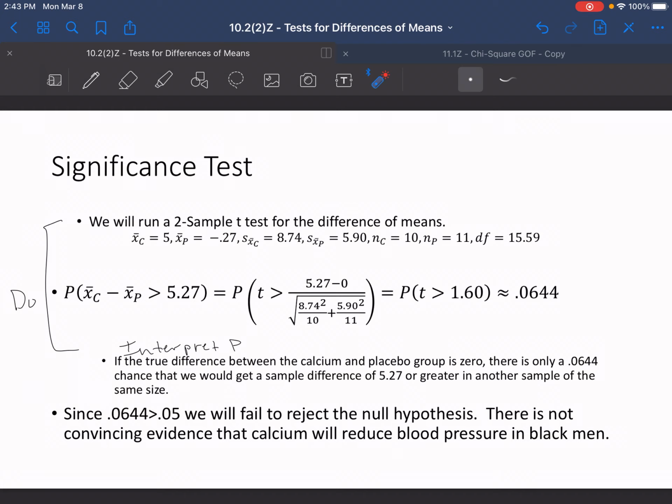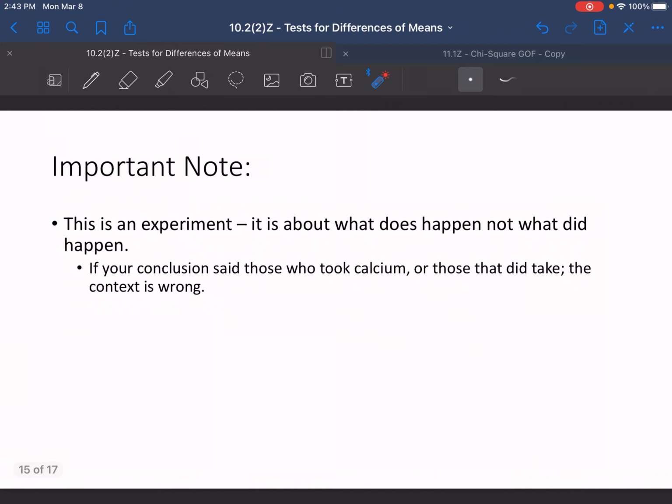So you want to make sure that if you are asked to interpret P, you use this to help you out. You would just have to change up the context or what you're talking about as far as the problem goes. But that's essentially how you would do that. And then finally, we would need to conclude down here. Since our p-value is greater than our significance level, we would fail to reject the null hypothesis, and there is not enough convincing evidence that the calcium will reduce blood pressure in black men in this case. And that's essentially all we need to know as far as solving that problem goes.